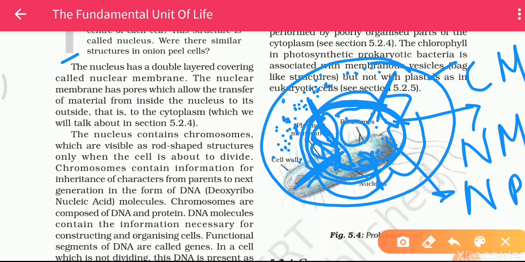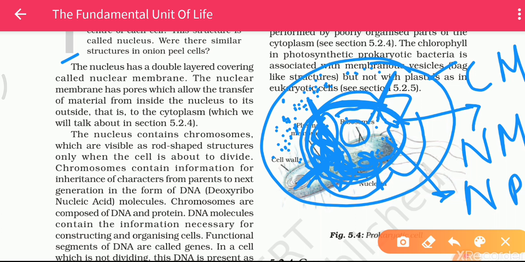Here chromatin materials are present, and this chromatin material is later converted into chromosomes. Okay, during cell division, what happens? This chromatin becomes highly condensed into three rod-like structures called chromosomes. Then this one is called your chromosome, which is made of chromatin threads.